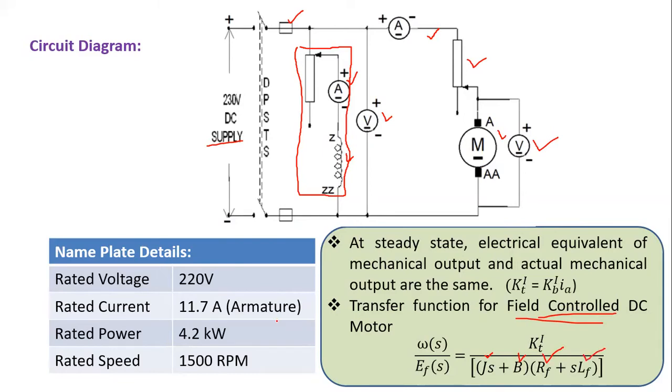And coming to the nameplate details of the DC shunt motor, rated voltage is 220 volts and the rated current is 11.7 amperes. Rated power is 4.2 kilowatts. Rated speed is 1500 rpm.